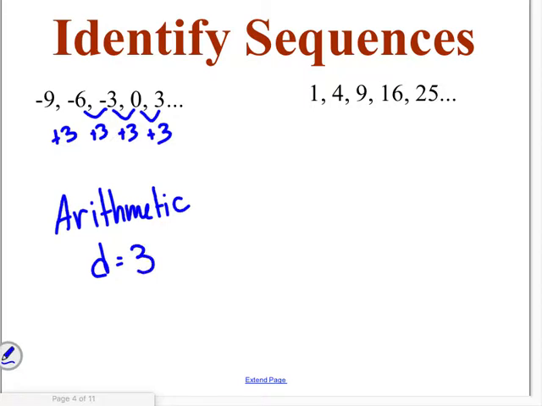and our common difference is 3. If we look over here at the one on the right, we're going up by 3, 5, 7, and 9. So it is not the same number being added every time. So this is not an arithmetic sequence.